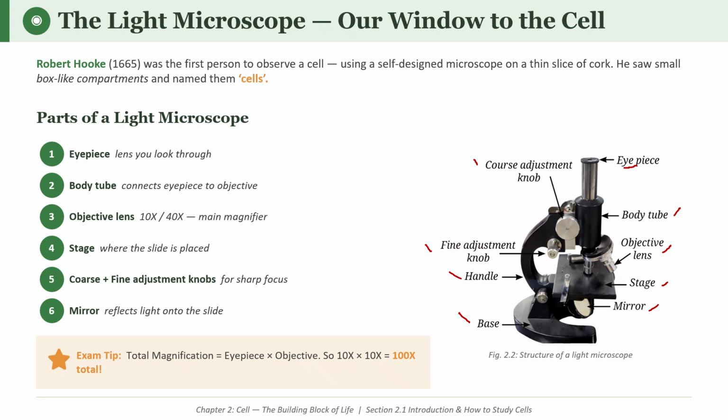So how do we do this? For calculating magnification, we have a formula: the total magnification is equal to the eyepiece multiplied by the objective. For example, if the eyepiece lens is 10x and the objective is also 10x, then 10x into 10x is 100x. So we can change the lenses to get a better resolution.